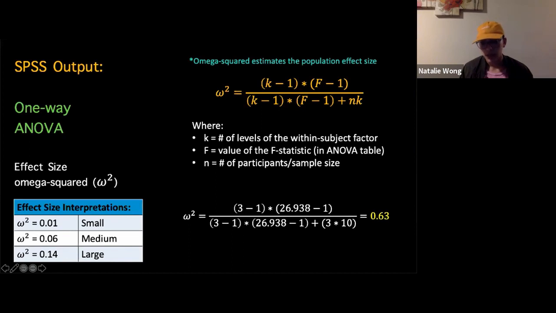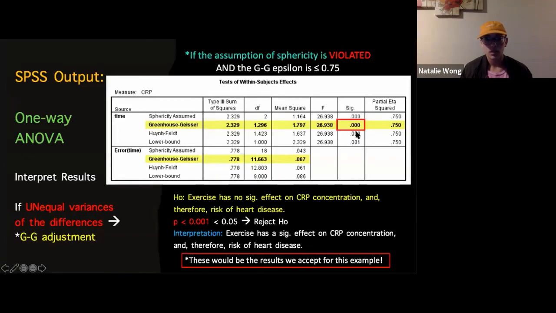I'll keep recording. Question in chat: does the F stat need to be for this specific assumption we assumed? Yes. In this particular example, all of the F values were the same in the ANOVA table. So 26.938 is consistent through here. That's not always the case though. F will change based on the degrees of freedom adjustments that happen. So make sure if you assume sphericity, you take the F from the sphericity assumed row. If you violated it, you take it from whatever adjustment you ended up using.